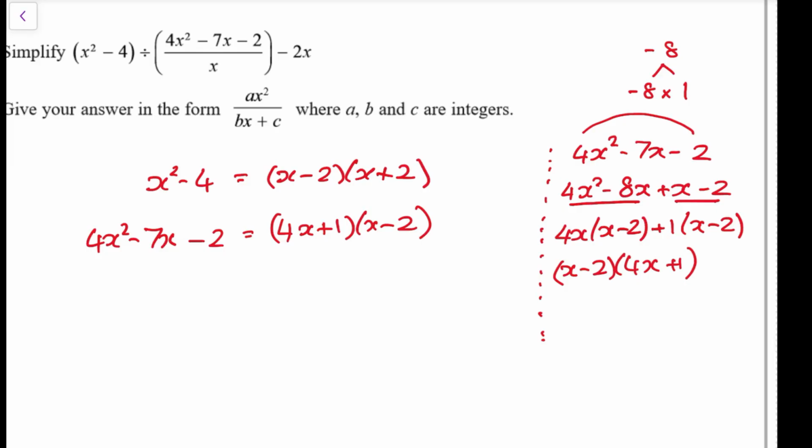Now again, at this stage, pause. It would be really unsurprising if one of these brackets doesn't contain the same thing for both this thing here and this thing here, because the whole point is it's going to cancel to make it easier.